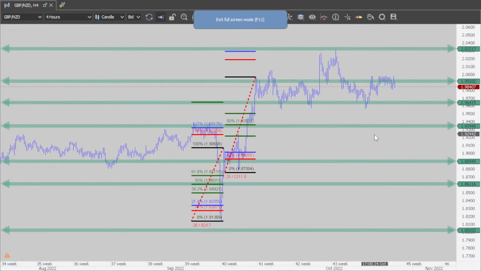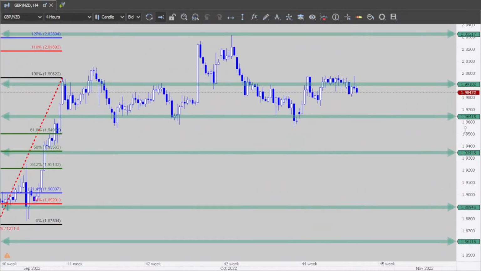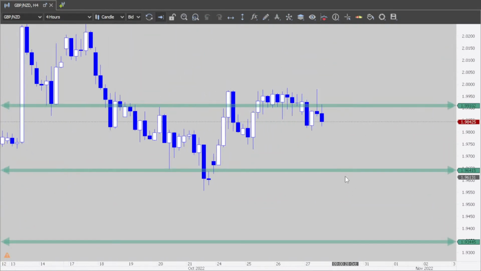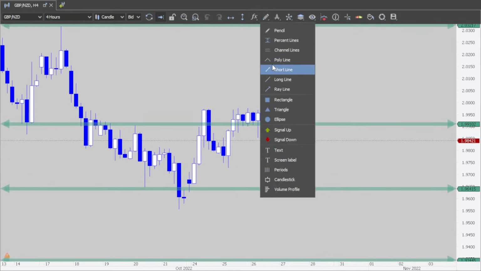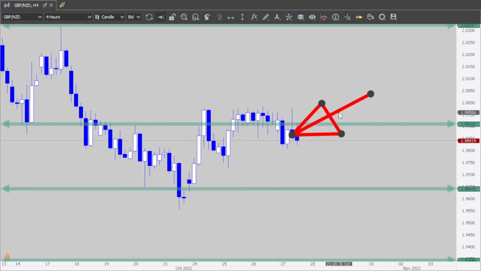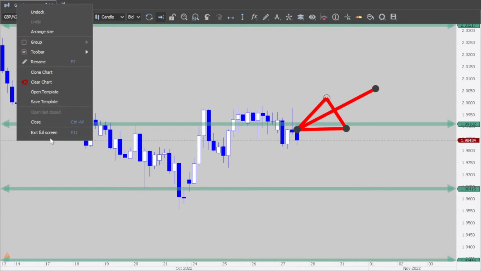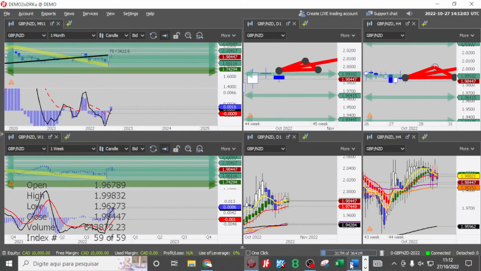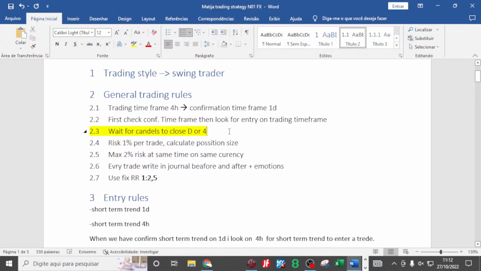But if you say, oh, I want to see the 4-hour candle, then you would wait for the 4-hour candle, and not those two, you would enter with this one. Both for confirmation on short-term trend. Okay, so wait for candles to close.